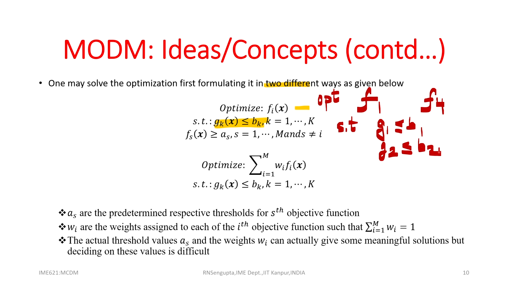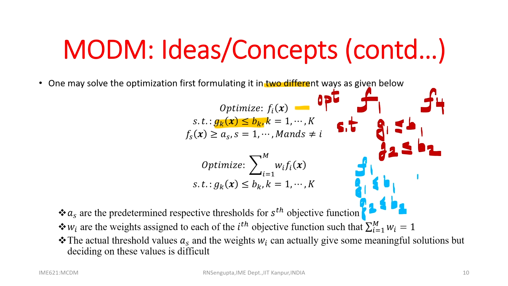So, I will use a different color in order to explain that. Consider the blue one. I will solve f1 first, and what are the constraints? The constraint g1 less than equal to b1 remains, g2 less than equal to b2 remains, and I will put the other objective functions, which are f2, f3, f4, and bring them into the constraints.